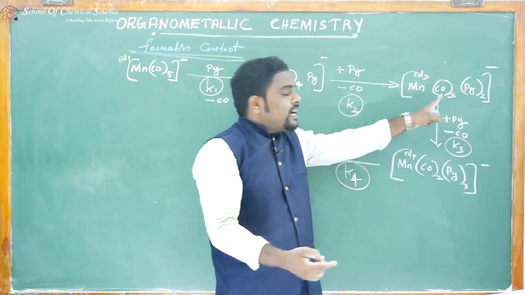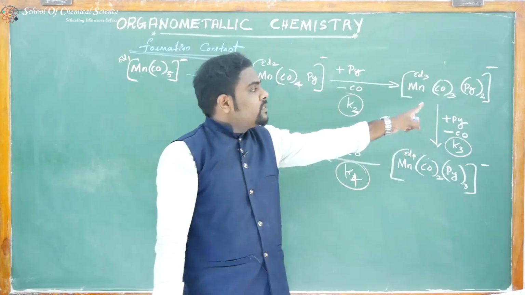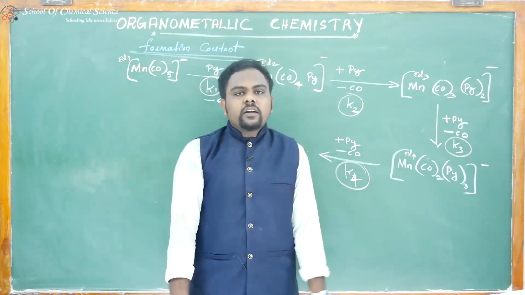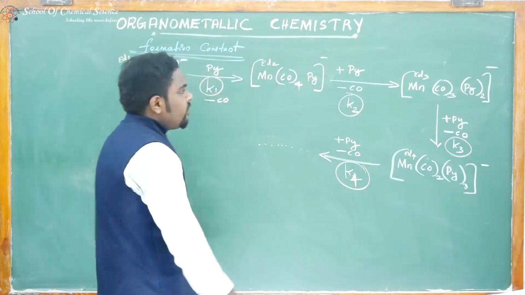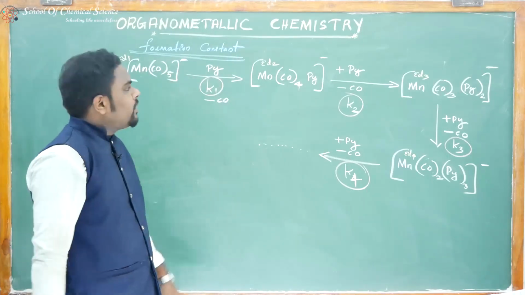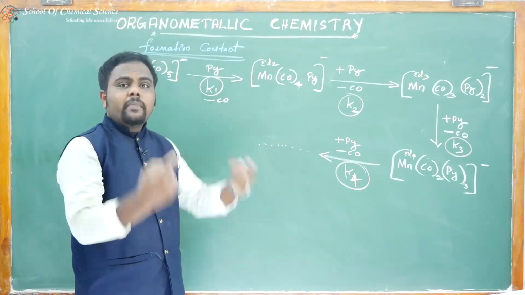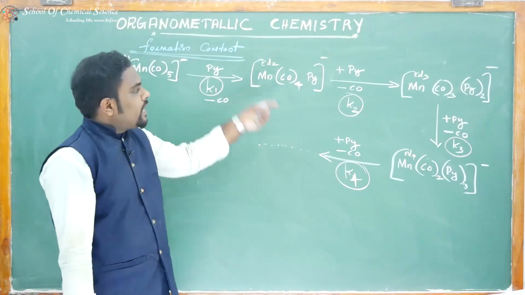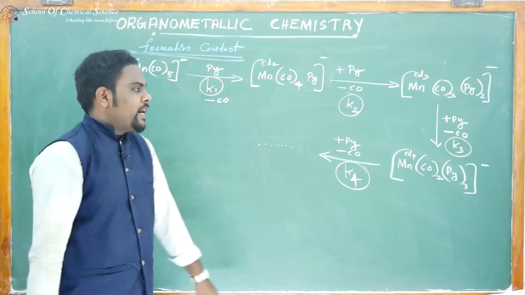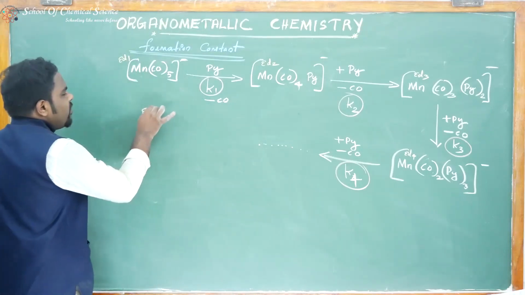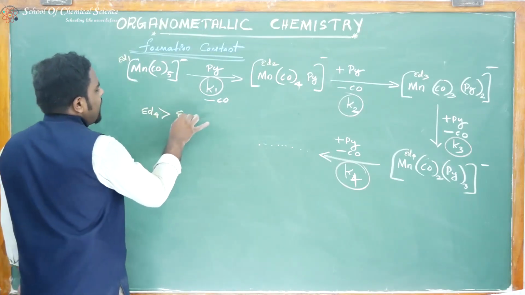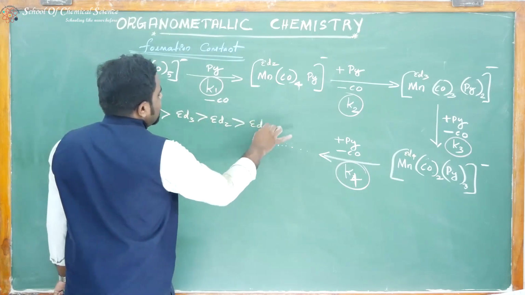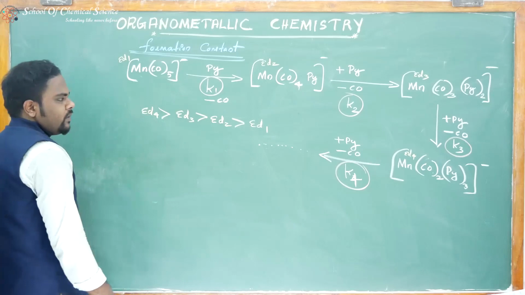So the pi acceptor carbon monoxide is replaced by 2 sigma donor pyridine ligands. Here 3 sigma donor ligands. So definitely in successive steps the electron density at the metal increases. Why? Because an acceptor ligand is replaced by a donor pyridine ligand. So definitely electron density 4 is greater than electron density 3, greater than electron density 2, greater than electron density 1.